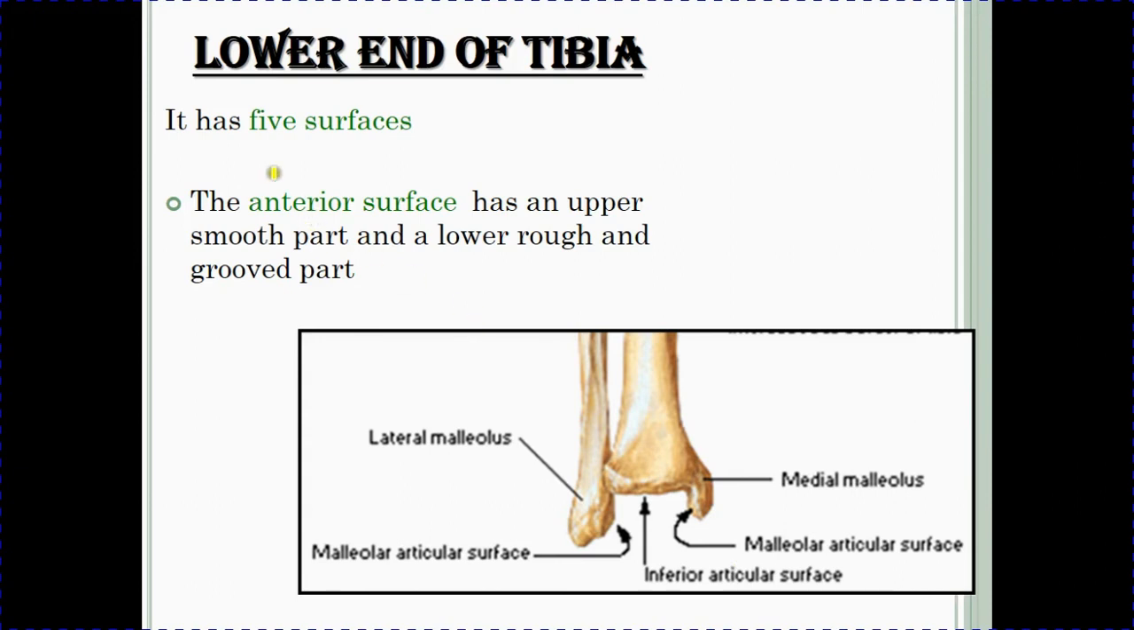When you look at the lower end, it has 5 surfaces, but these are very simple. You don't have to worry about it. This is the anterior surface of the lower end. The anterior surface has an upper smoother part and a lower rough and grooved part, and the upper surface is quite smooth.